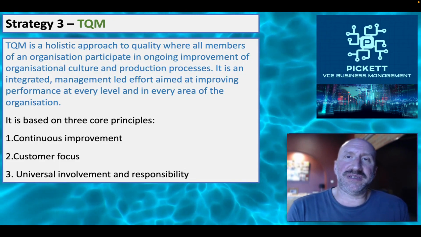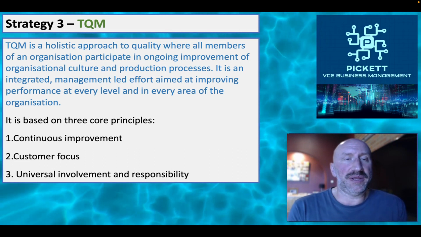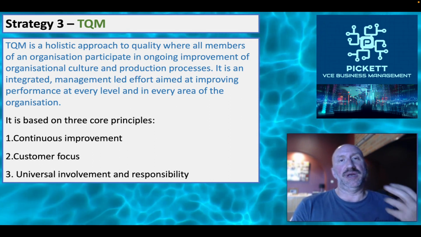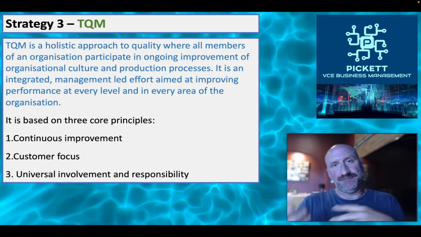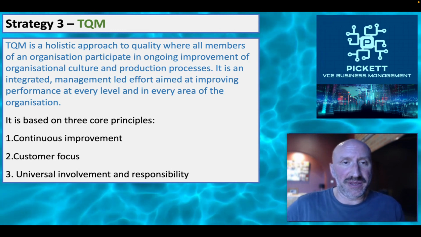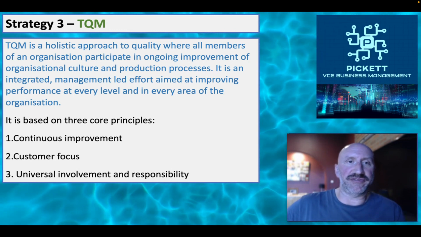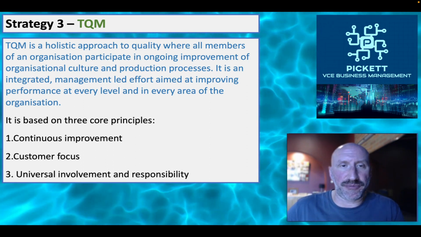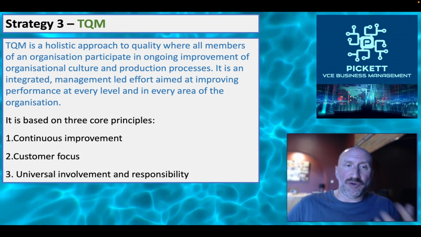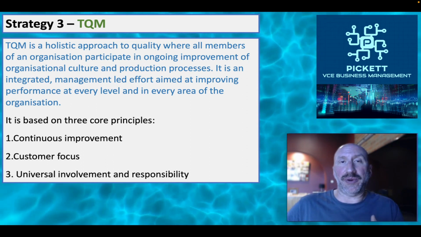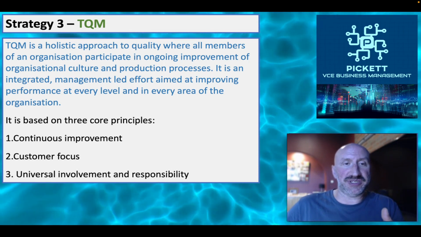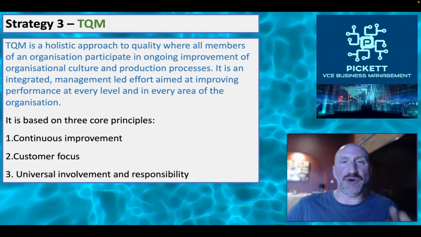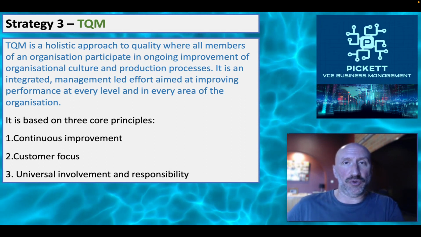Now the third one, the most involved and most complex one: TQM, Total Quality Management. Okay, now there is your snapshot, a one sentence description or definition of it. It's a longer description because it's a more involved strategy. Okay, a holistic approach, a really good word to use, where all members of an organization participate in ongoing improvement in organizational culture and production processes. An integrated management-led effort aimed at improving performance at every level and in every area of the organization.